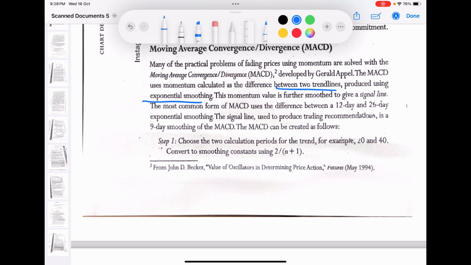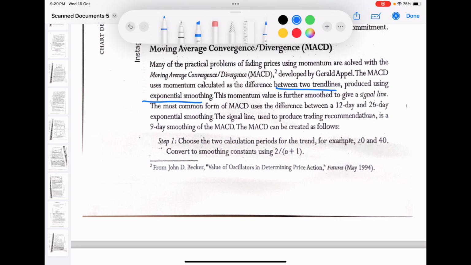Try to learn it in the video itself. The MACD is calculated with two trend lines which are exponentially smoothed, and after that you are again smoothing it, and that will give you the MACD signal line. Now the two trend lines which we are using are going to be of two periods. Usually when you're using MACD, people use the values of 12 and 26 day exponential smoothing, whereas the signal line uses 9-day smoothing.